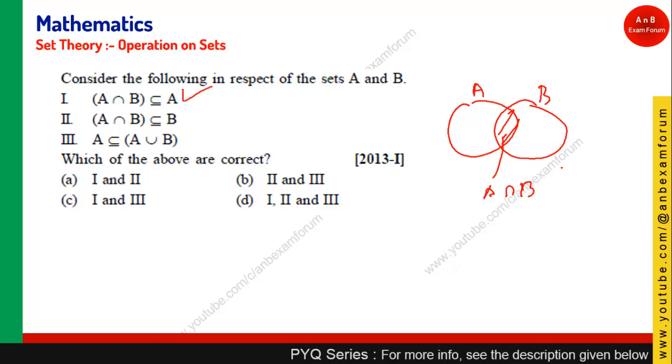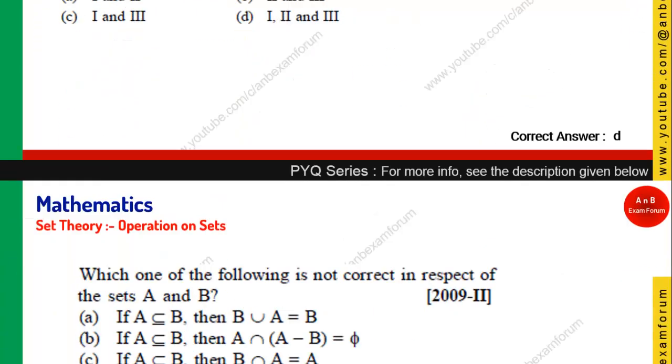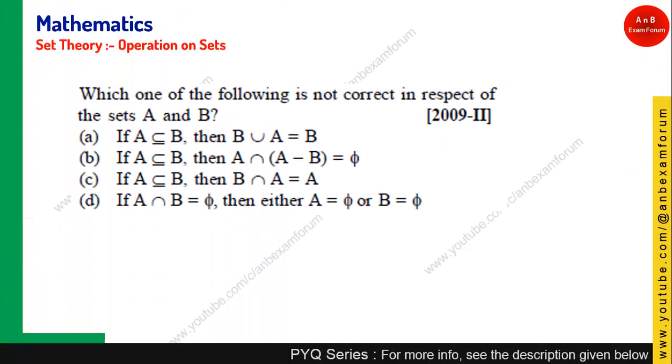A intersection B is a proper subset of B. Yes, you can see this is a part of B also, so this is also correct. A is a subset of A union B. Yes, this is also correct. So with the Venn diagram, you can easily appreciate these options. All these three are correct, so option D, those who have given it, well and good, they are right. Quickly moving to the next question.